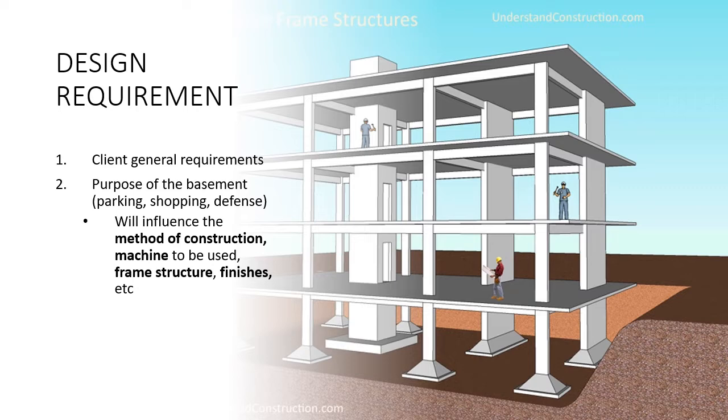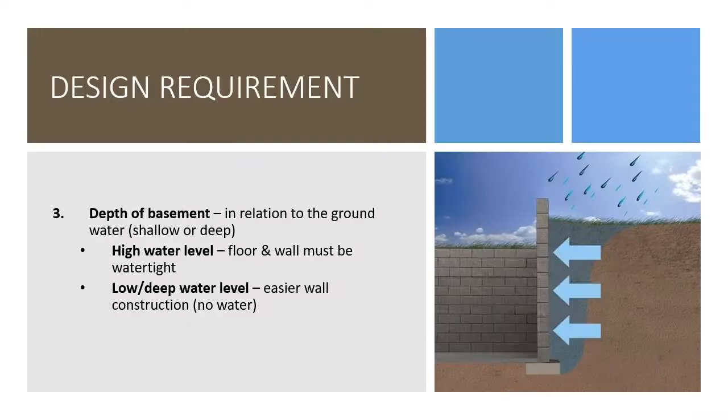Purpose of the basement, for example for parking, shopping. This will influence the method of construction. Machine to be used, the frame structure of the basement and the finishes. Another factor is depth of basement, because it is affected by the groundwater level, whether it is shallow or deep. If it is high water level, floor and wall must be watertight. However, if it's low or deep water level, it is easier to construct the wall because there is no action from water to the wall.